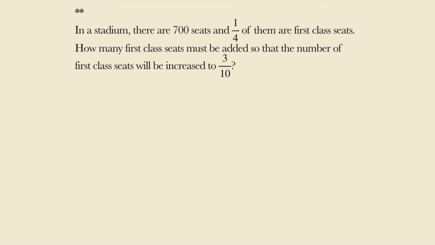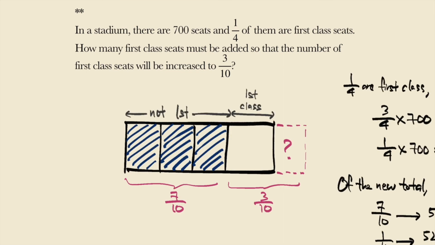Now let's do that, shall we? The way I think about this while using a model is like so. 1/4 first class, 3/4 not first class. Okay, let's find out the actual number. Plus, there's a certain number of first class seats to be added, such that this new mysterious total is 3/10 first class and 7/10 non-first class. Do you notice something? The number of non-first class seats hasn't changed. So if we can find the actual number of non-first class seats, that's going to make up 7/10 of that new total. Okay, let's do a bit of work here.